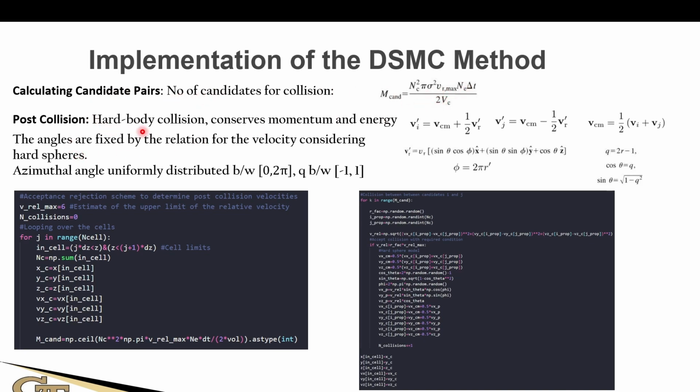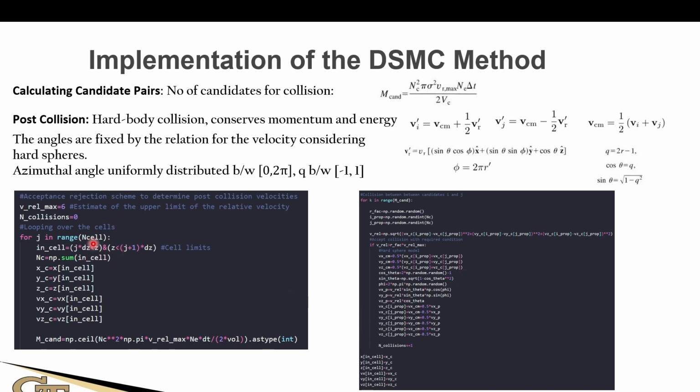And post-collision, since we consider hard body collision, momentum and energy are conserved, and the angles are fixed according to the spherical coordinate system. So we have sin theta cos phi, sin theta sin phi, and cos theta. And these values for the post-collision velocities are implemented in the code snippets shown below.